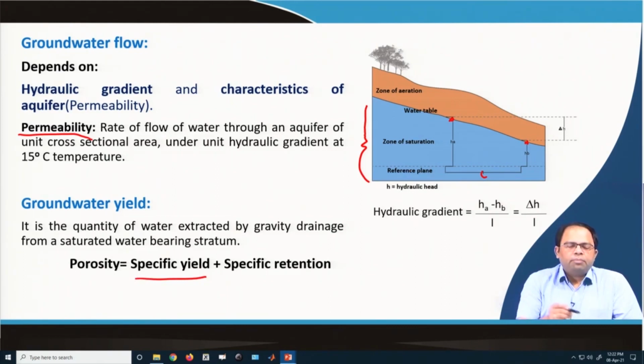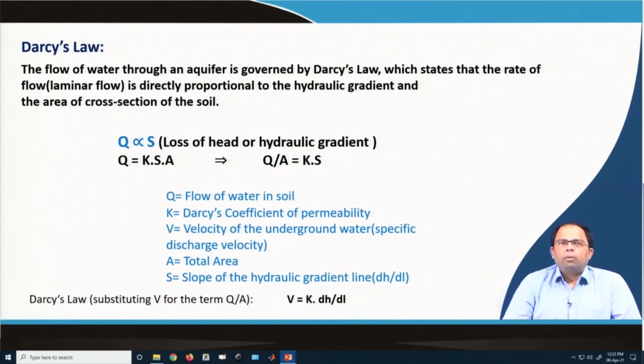So, when we consider groundwater yield and permeability together, we can formulate a relationship between the flow, the permeability and the hydraulic gradient of that particular place. Now, Darcy's law states that the flow of water through an aquifer is governed by Darcy's law, which states that the rate of laminar flow is directly proportional to the hydraulic gradient and the area of cross section of the soil.